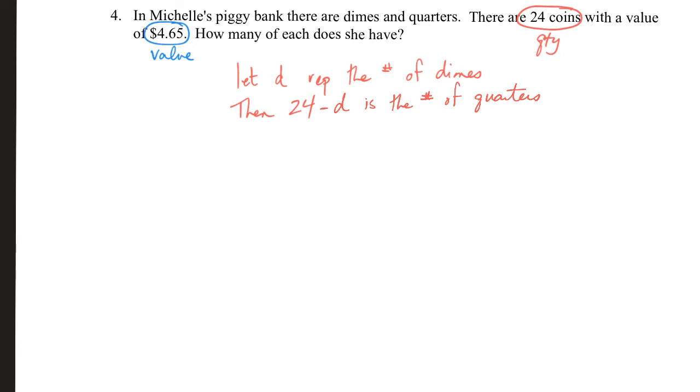I just used my quantity information. Now I'm going to use my value. What I want everybody to do is build their value equation. Okay, pause the video now. Okay, we're back. So I have a total value of 465. I know that each dime is worth 10 cents, and each quarter is worth 25 cents. So notice what I have on the left side of my equal sign is the value of dimes plus the value of quarters. What is that total value? 465.